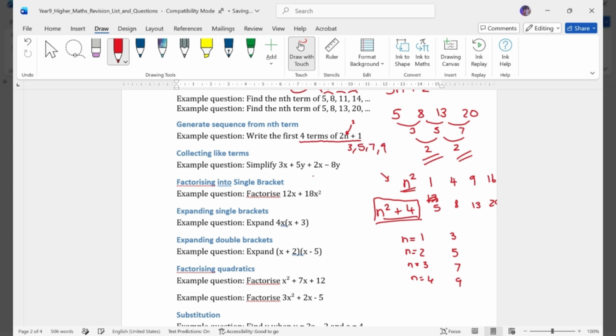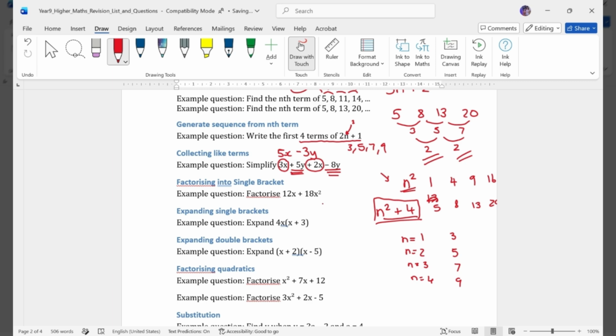Okay, collecting like terms. Yay, nice and easy. Start with the x's. 3x, add 2x. I'm going to write this answer here, 5x. And then what are we left with? Plus 5y minus 8y. Oh, we're taking away more y's than we've got. So this is going to go down into the minus y's. 5y take away 8. 5 take away 8 is minus 3y.